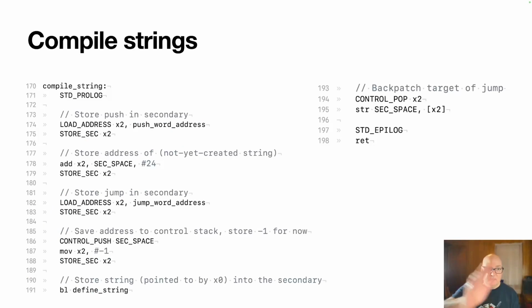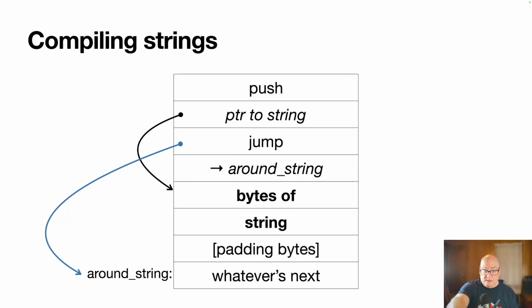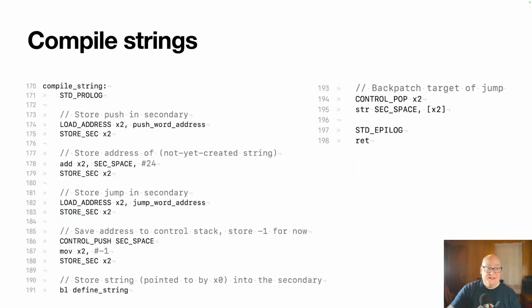So compile string, it calls a standard prolog, and then it's got to store the push. So it loads the push word address and stores it in the secondary. Then we want to get to the address of the string. Well, we decided it would be down where it says bytes of string. We know that's 24 bytes down. We started at the pointer to the string, 8, 16, 24, gets us down around that set of words. Okay, so we'll store the 24. We're going to push something. The string is going to be found 24 bytes from where you are.